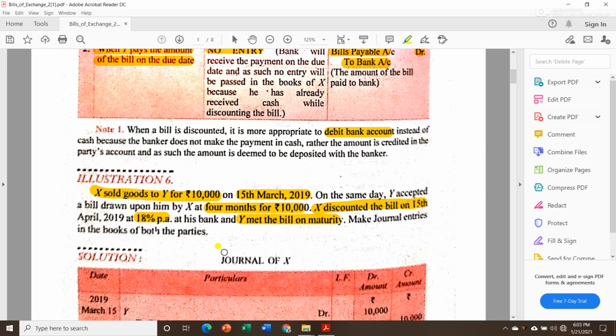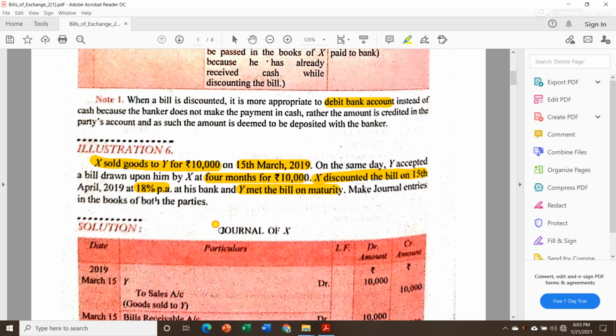So what we are asked in this question is to make journal entries in both the parties. Remember, in this question they haven't asked us to prepare ledgers. So we are supposed to pass only journal entries. Now since in this case we have only two parties involved, Mr. X and Mr. Y, first let us start with Mr. X's journal. Now the first transaction will be for selling goods.